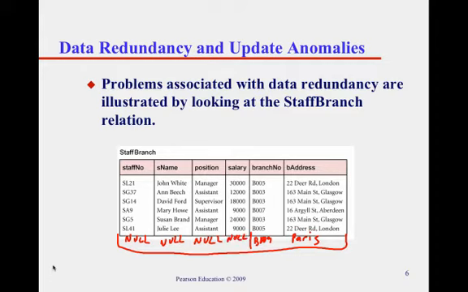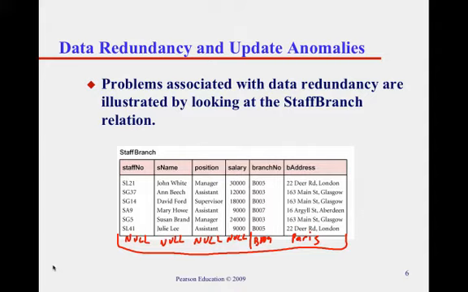Why is it? I heard someone whisper it. Primary key can't be null. So staff number is a primary key, it can't be null. So I'm stuck. I actually can't insert my new branch. So that's an insertion anomaly.